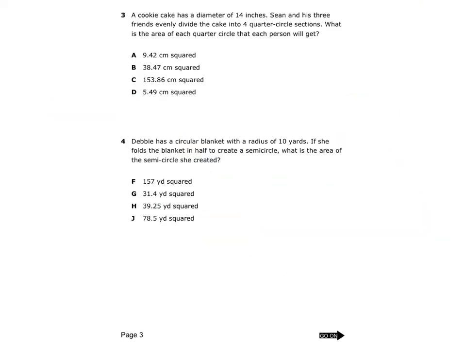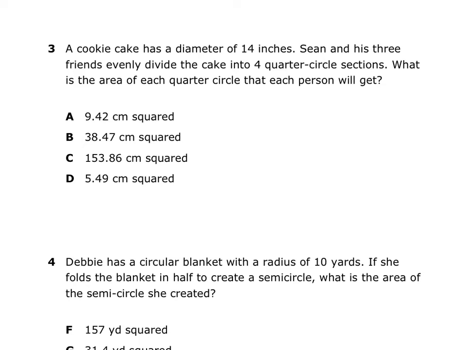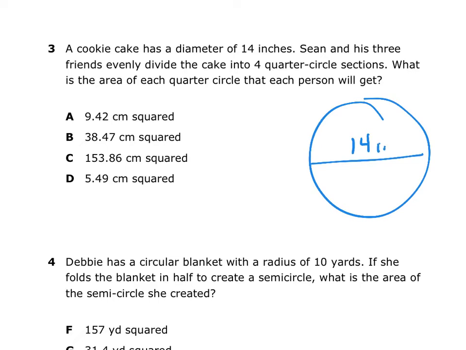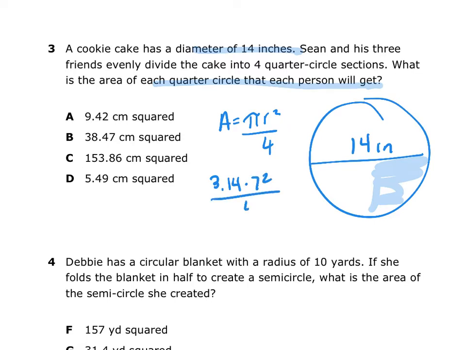Okay. Number 3, a cookie cake has a diameter of 14 inches. Sean and his 3 friends evenly divide the cake into 4 quarter sections. What is the area of each quarter circle? So we're going to do area equals pi r squared divided by 4, because we just want that fourth of a section right here, okay? So we have all this and then each quarter. So I'm going to say 3.14 times 7 squared, because that's the radius, divided by 4. And then 3.14 times 49 divided by 4.